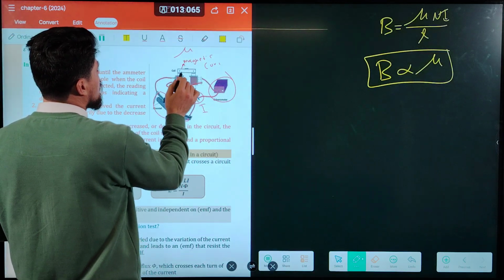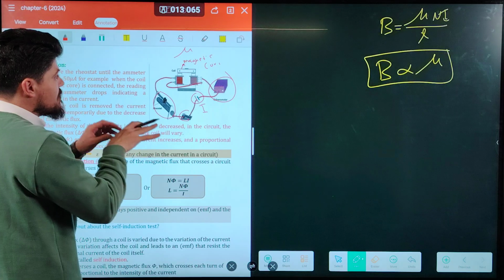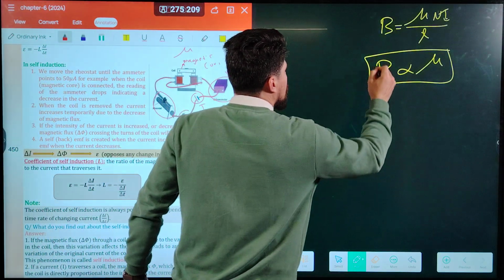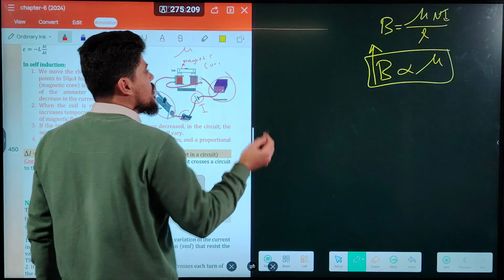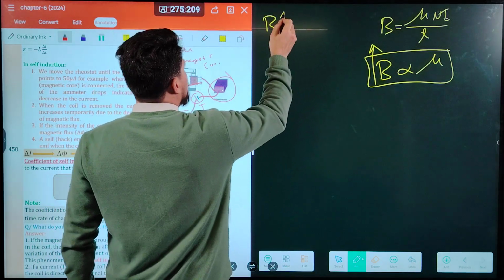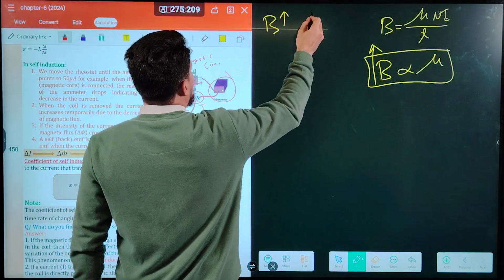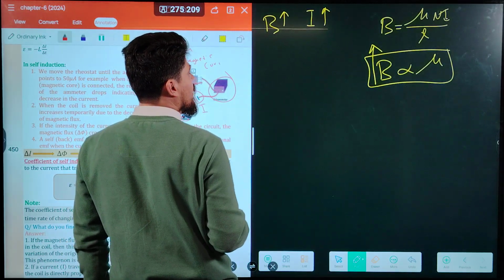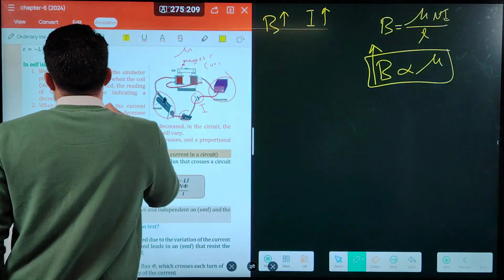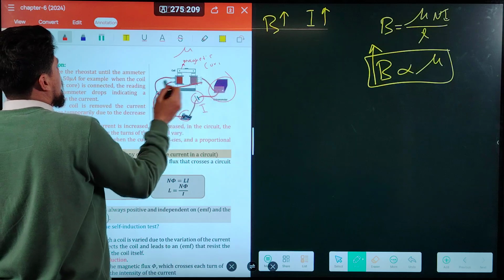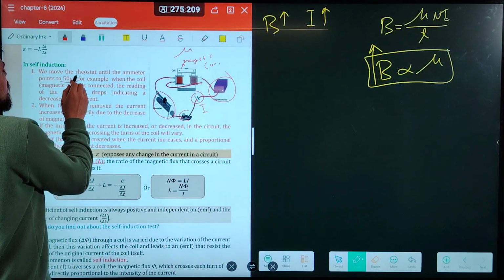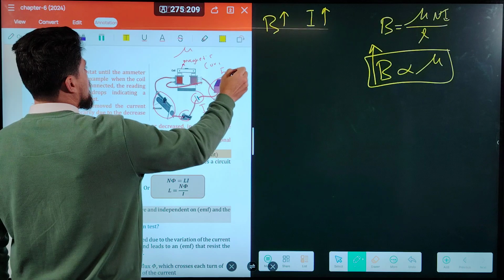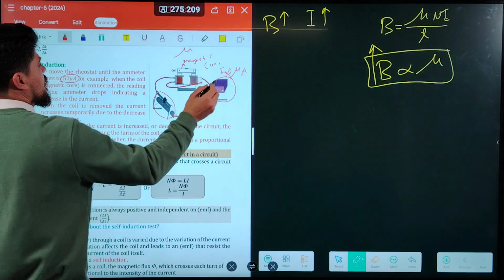By inserting the magnetic core into the coil, what happened to the magnetic field? Magnetic field increases. When the magnetic field increases, guys, what happened to the induced current? Induced current also increases. Okay, so we move the rheostat until the ammeter points to 50 microampere. The ammeter is now reading 50 microampere, a very low current.